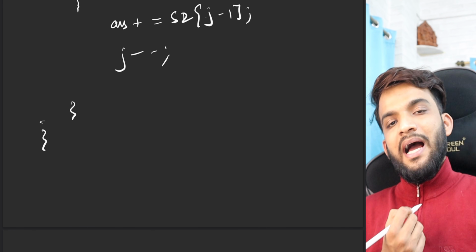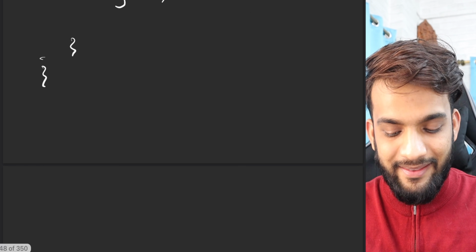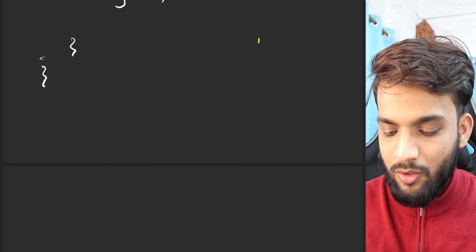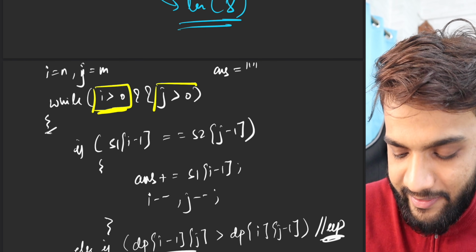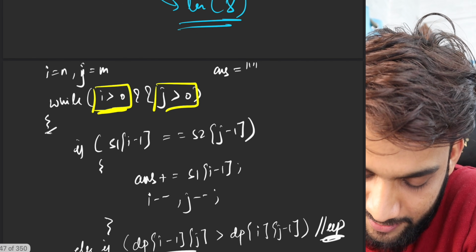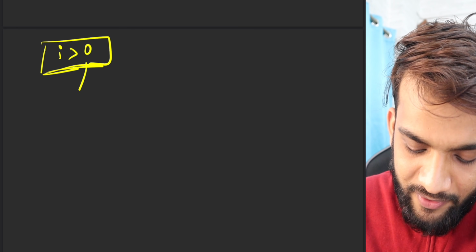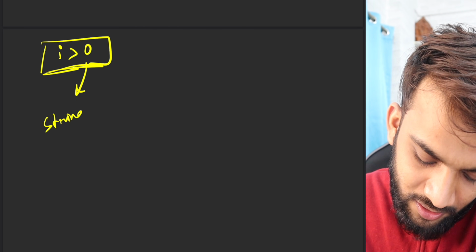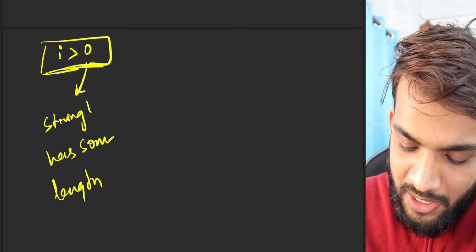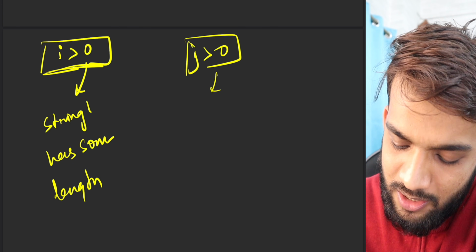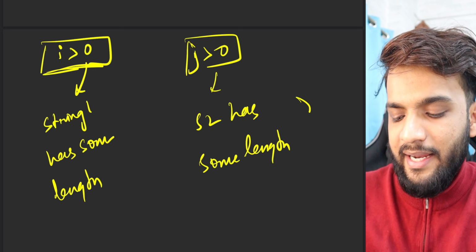But still, are we left off with something? Yes. We saw one thing. We know one thing. At the end of the day, what condition were we writing? We were writing I greater than 0 or j greater than 0. What does this signify? Let's analyze what does this signify. If I'm writing I greater than 0, it signifies string 1 has some length. If I'm stating j greater than 0, I'm saying string S2 has some length. That is what I'm saying.